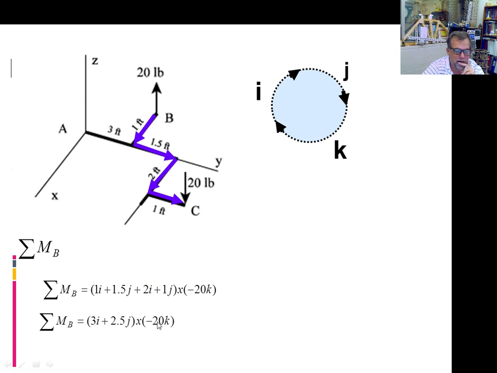So if I'm going to apply the distributive property, I say i cross k should be negative j, but I have this negative here, so it's going to be positive j. 3 times 20 is going to be 60, positive j. And now you have j cross k. j cross k should be positive i, but I have a negative sign here, so it's going to be negative 2.5 times 20, 50i. There you go. And that would be the moment in that case.